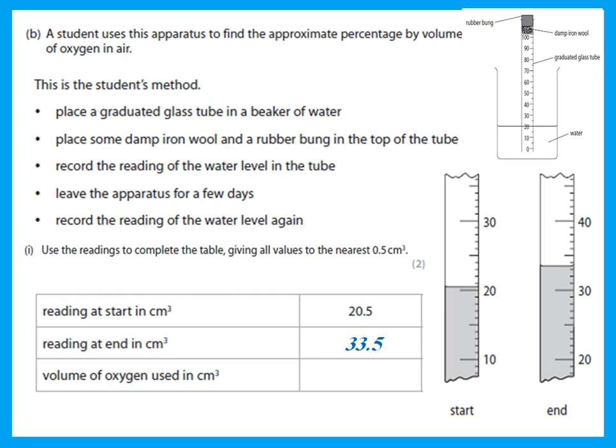Now, the volume of oxygen is the difference between them. The difference between them is 13.0, not just 13. He wants it to 1 decimal place.